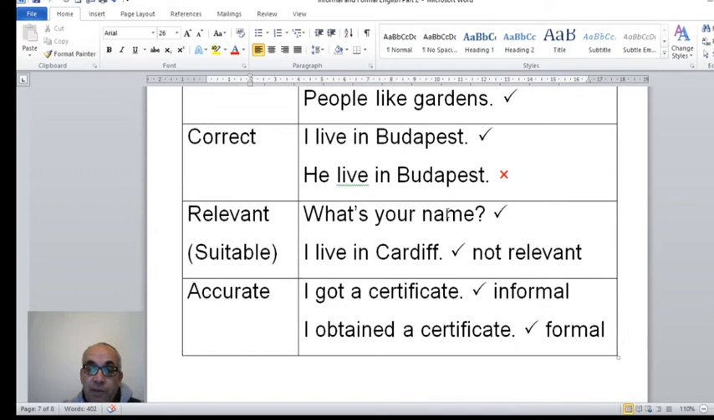Relevant. What's your name? If you say I live in Cardiff, this is correct, but it's not relevant. It doesn't match. "I live in Cardiff" is a different answer for a different question. So "I live in Cardiff" is not relevant to "What's your name?" It's not suitable. Relevant means suitable. "I got a certificate" is informal. "I obtained the certificate" is formal English.